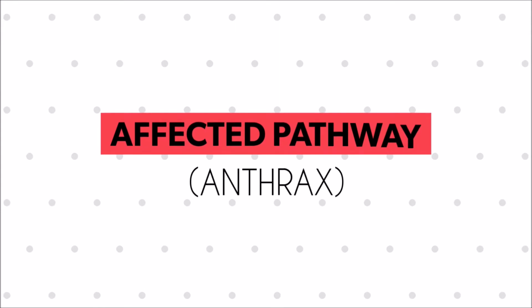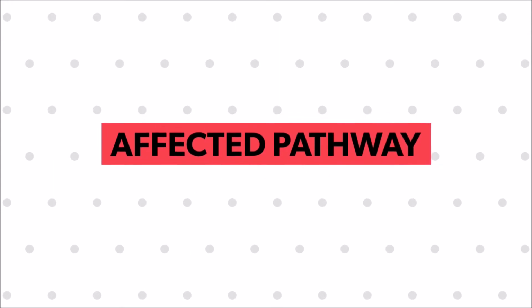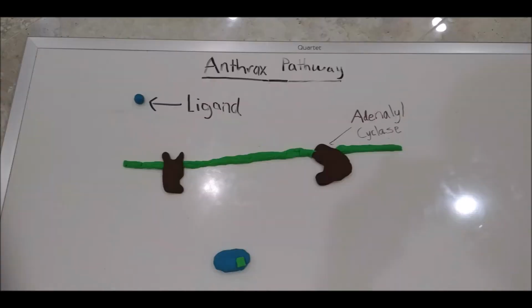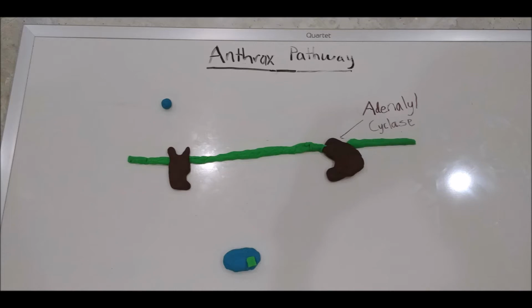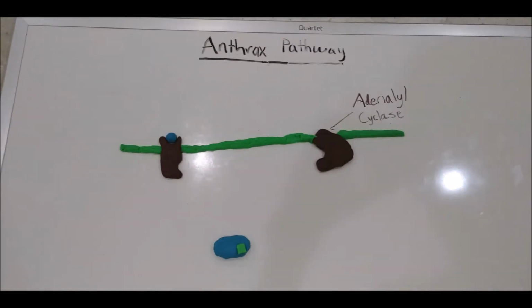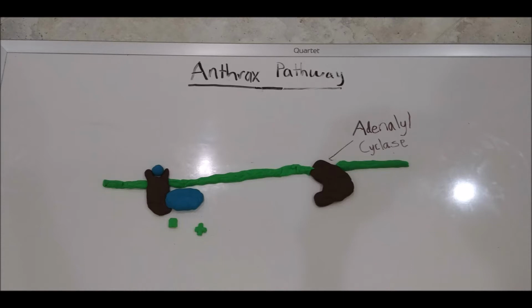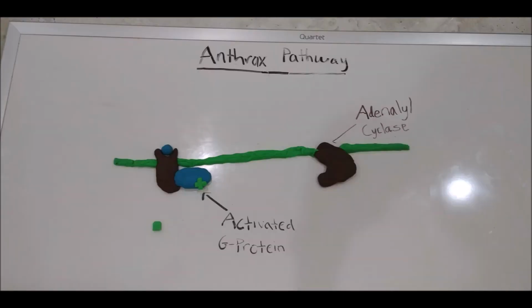The normal pathway in white blood cells is affected by anthrax. Anthrax poisoning occurs when inhaled bacteria emit a harmful toxin. Just like normal, the antigen binds to the receptor, changing its shape and triggering the G protein to bind to the receptor. Then, the G protein gets activated by switching out a GDP for a GTP.